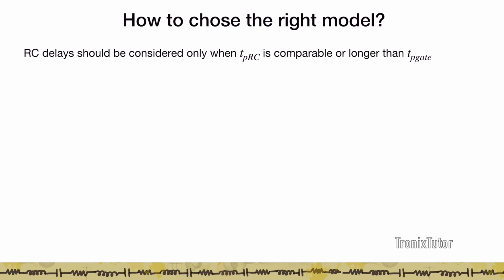One rule of thumb could be that you include the RC delays of the wire only when the RC delay of the wire is comparable to or longer than the gate delay. So suppose you have a very short wire whose delay is much smaller than the gate delay, you're fine to ignore the delay of the wire. But in case the wire delay is of the same order or larger than the gate delay, then definitely you're going to grossly underestimate your delay if you do not include the delays of the wires.